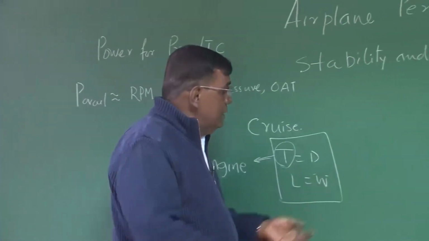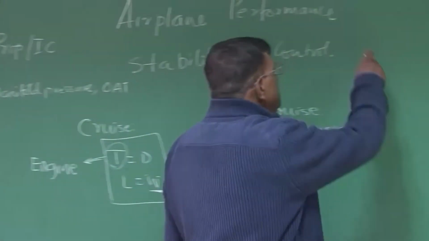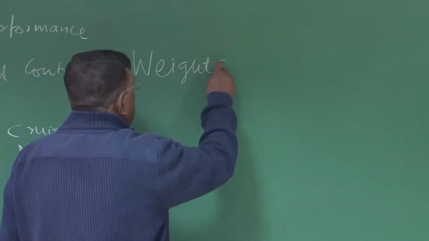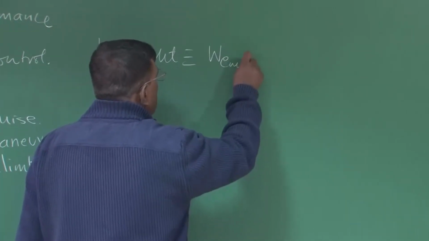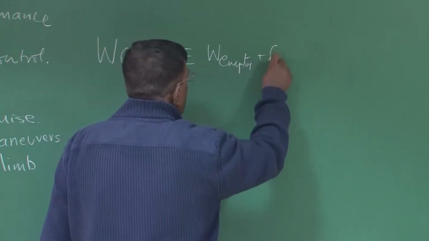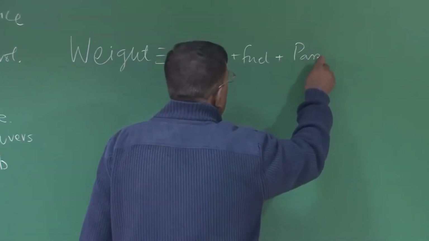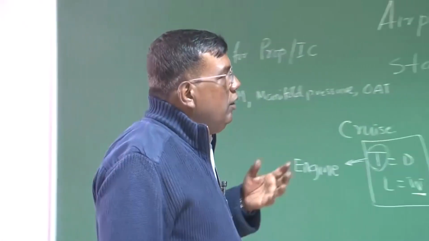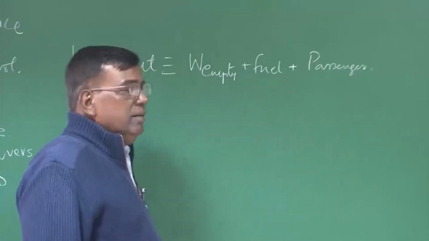Now, as far as weight is concerned, if I now talk about weight, weight will be empty weight, then fuel, then passenger. This is the primary component. When I talk about the weight of the aircraft, it is empty weight, fuel weight, and the passenger weight.